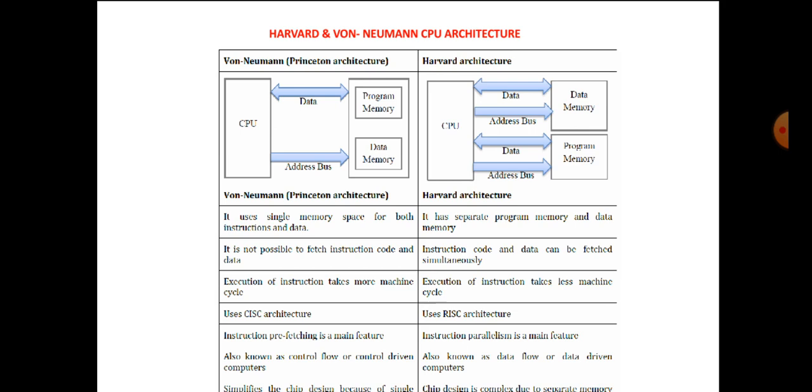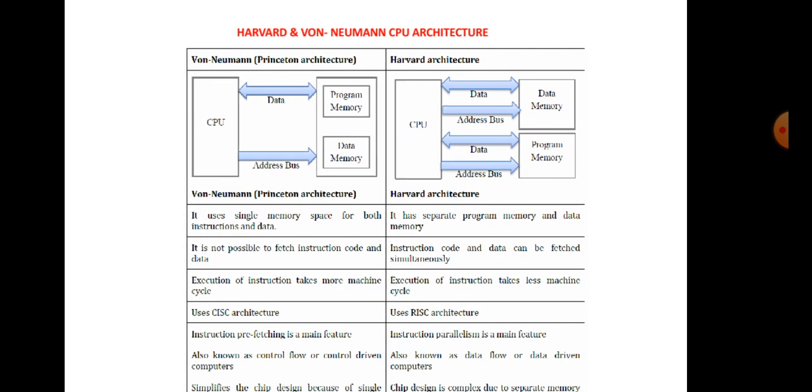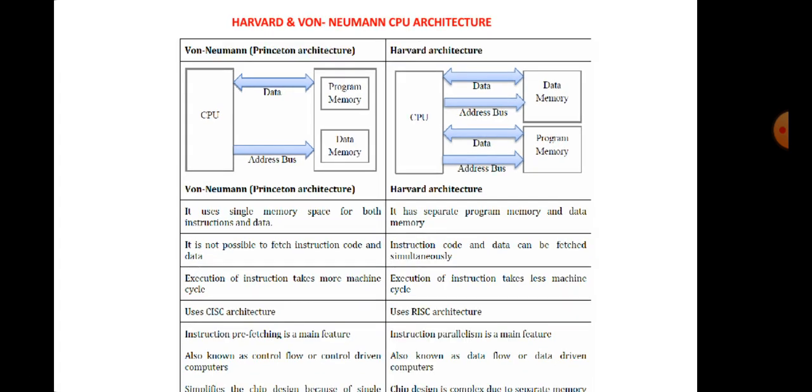Okay, so we have two different types of CPU architectures. One we call Harvard, and the second one is Von Neumann. So whatever systems you have, whether they are processors or controllers, they are based on either Von Neumann or Harvard architectures.